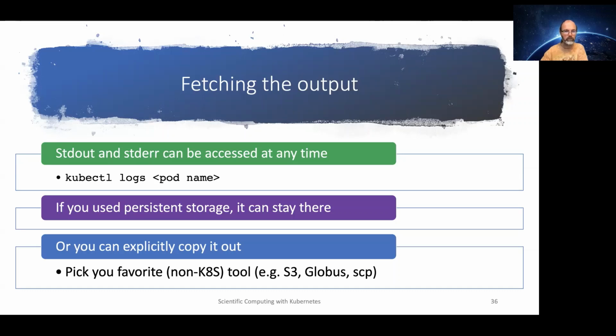The logs are standard output and standard error. If you need anything beyond that, and most applications likely will, you have essentially two options. You either use the persistent storage. If you have mounted it in, you just write it there and it will stay there, or you explicitly copy it out. And this is not managed by Kubernetes. You have to do it yourself, but it's always an option. You will just need to manage your credentials, and depending on the credentials you have, you can use any of the tools like S3, Globus, SCP, you name it. As long as you have the tools inside your container image and the right credentials, it's fair game.